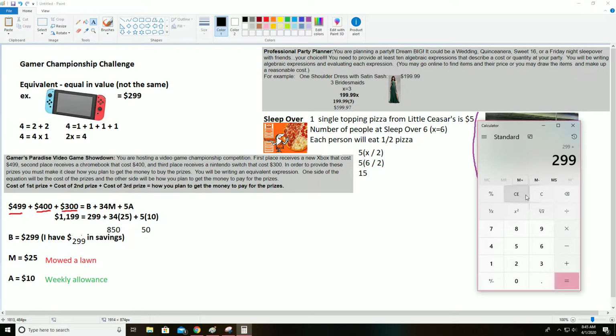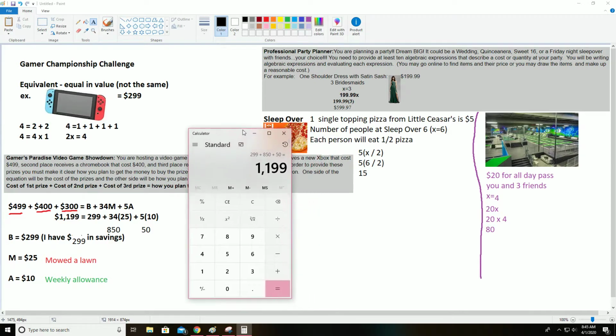$299 plus $850. And remember, I got 850 by multiplying 34 times 25. And then last but not least, I'm going to add $50 because I got my weekly allowance 5 times, 5 weeks, and got $10 each time. And that's where I got my 50. That leaves me with $1,199. So now these sides are equivalent. Notice they're not the same. They are not the same, but they are equivalent because they wind up equaling the same thing in the end. So that's an example of how you could do the first problem.